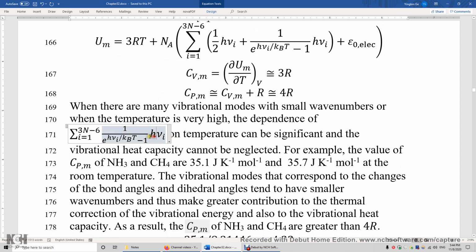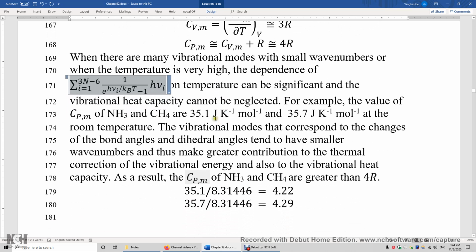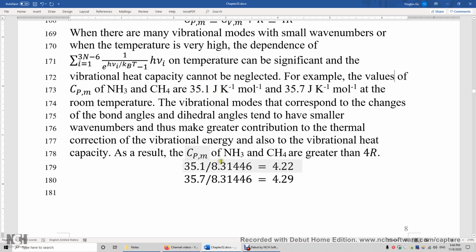At room temperature, this term still makes some contribution to the heat capacity. For example, the values of the CPM of ammonia and methane are 35.1 joule per Kelvin per mole and 35.7 joule per Kelvin per mole. And if we divide these two numbers by 8.3144, so this is the numeric value of the gas constant, the result is 4.22 and 4.29.